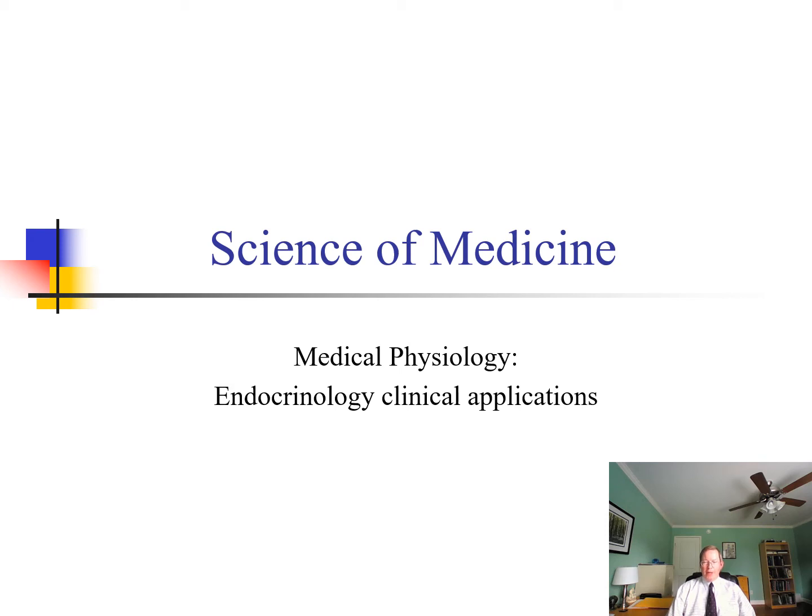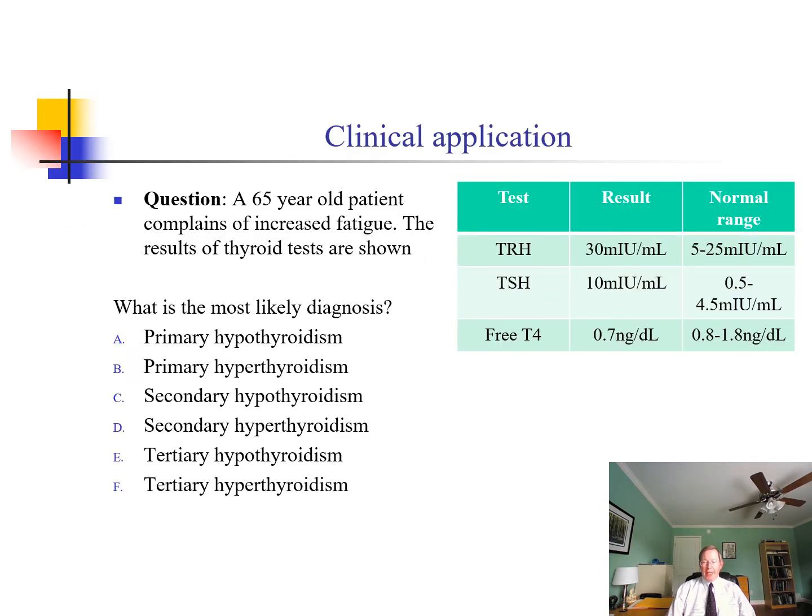I want to talk about some clinical applications of the endocrinology concepts that you hopefully have seen across the last few videos and show you how this is put into practice. Let's take a look at a 65-year-old patient that is complaining of increasing fatigue or feeling tired. And the person's physician orders some thyroid tests as shown. What's the most likely diagnosis based upon these test results?